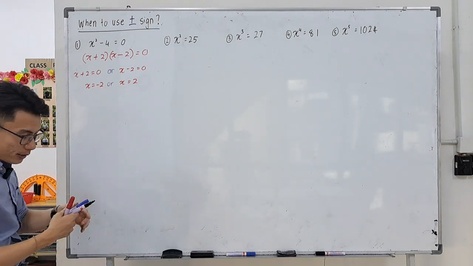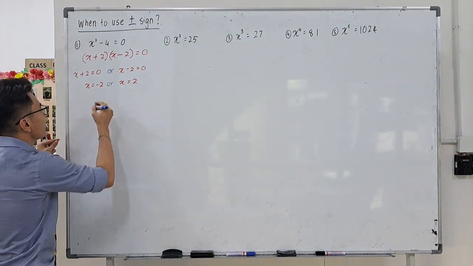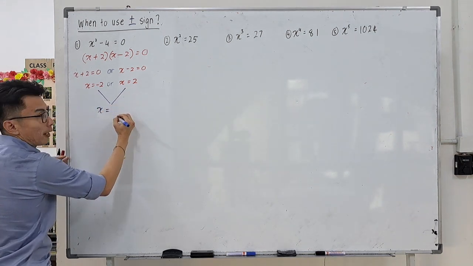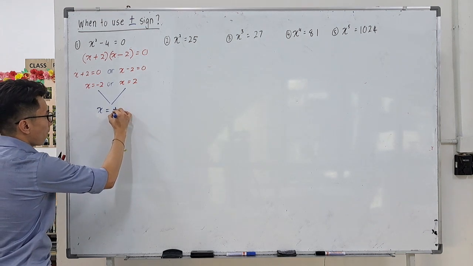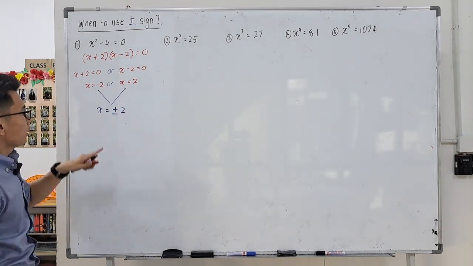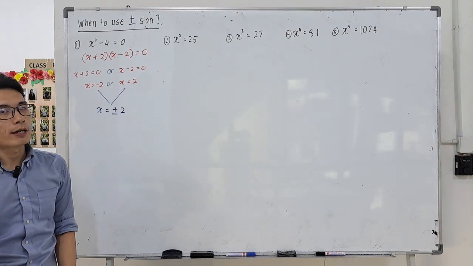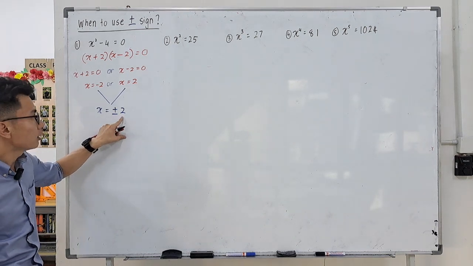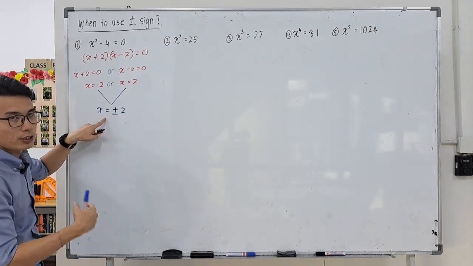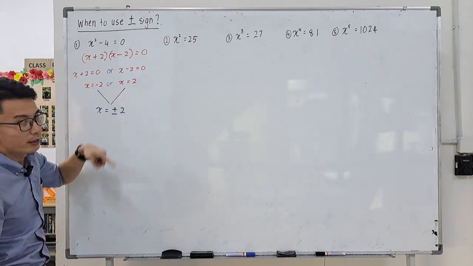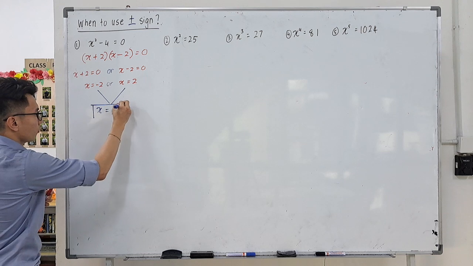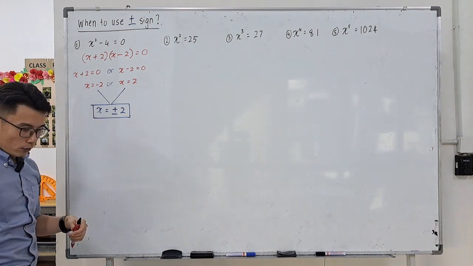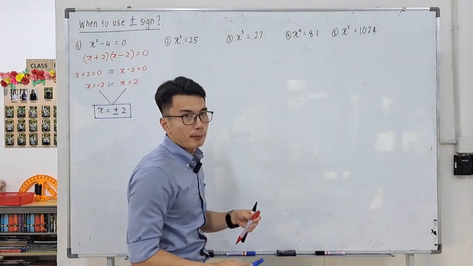Alright, to simplify this, I can write x can be equal to plus minus 2. Now this plus minus 2 over here basically is telling you that x can be positive 2 or negative 2. This way of writing it is just a simplified way of writing this out. Okay, so that is the introduction of the plus minus sign.